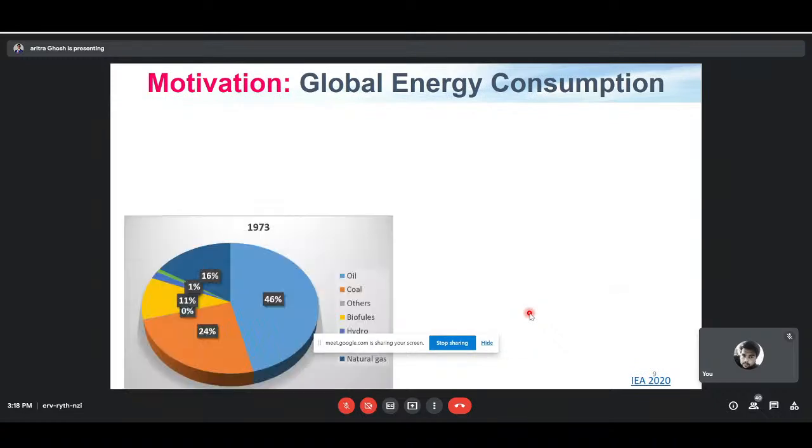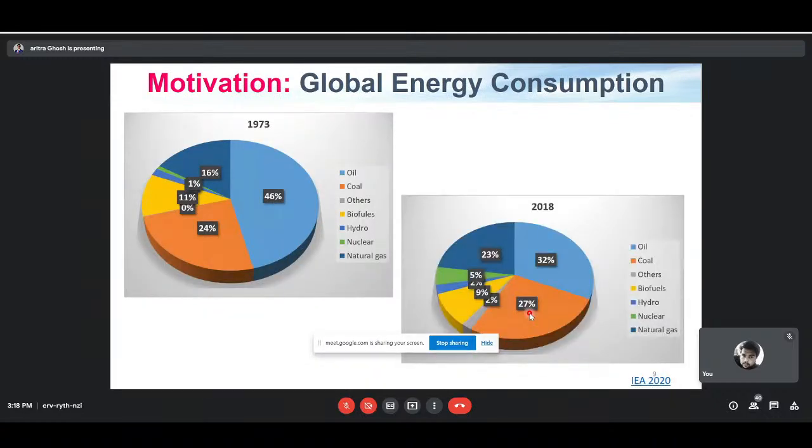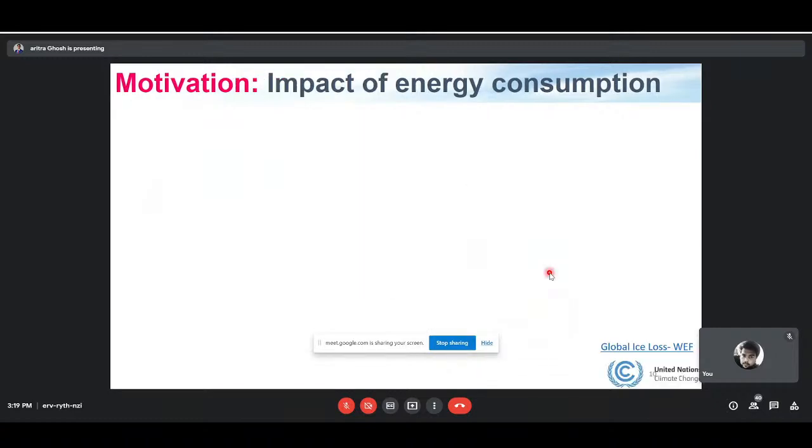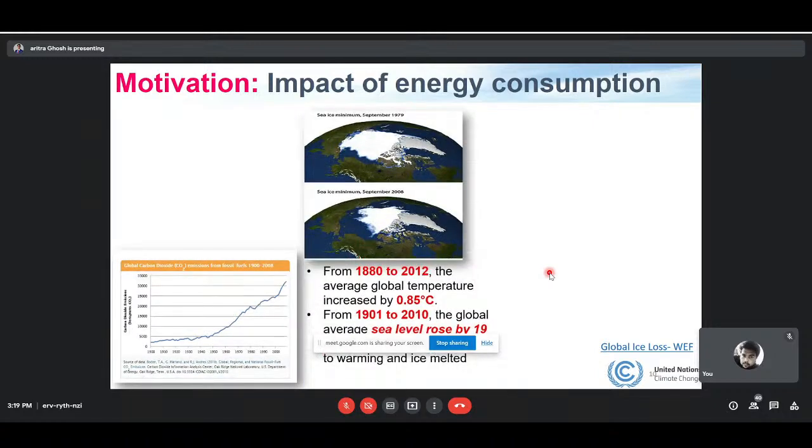So right now the global challenge is that still in 2018, based on IEA data, in 1973 we used 46% oil, and currently we are using 32%, which is less, but not that much less. And we know that because of the use of fossil fuel to generate energy, we are burning fossil fuel, creating a lot of CO2 emission. And this picture says that from 1880 to 2012, the Earth's temperature increased by 0.85 degrees centigrade, and the sea level also rose 19 centimeters.